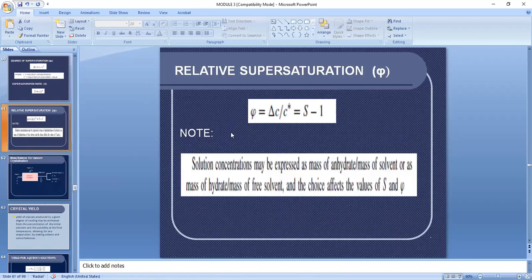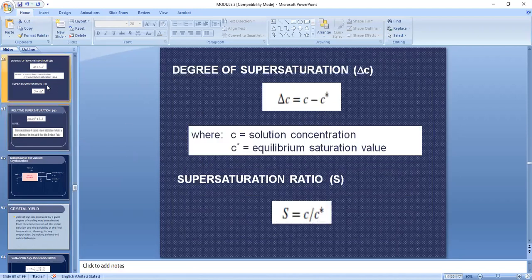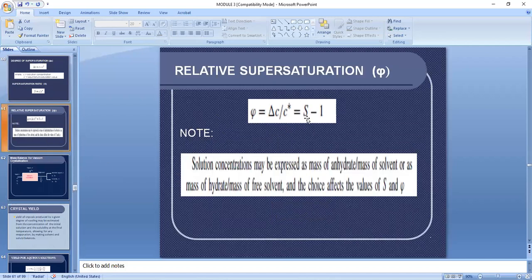Now, the relative supersaturation ratio uses the supersaturation delta C here and the S. So you have here either S minus 1 as the formula, or you have the delta C over the C asterisk, which is the equilibrium saturation concentration.